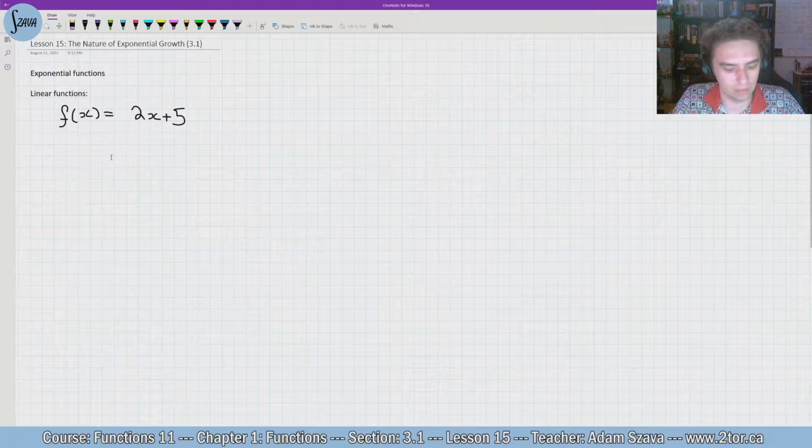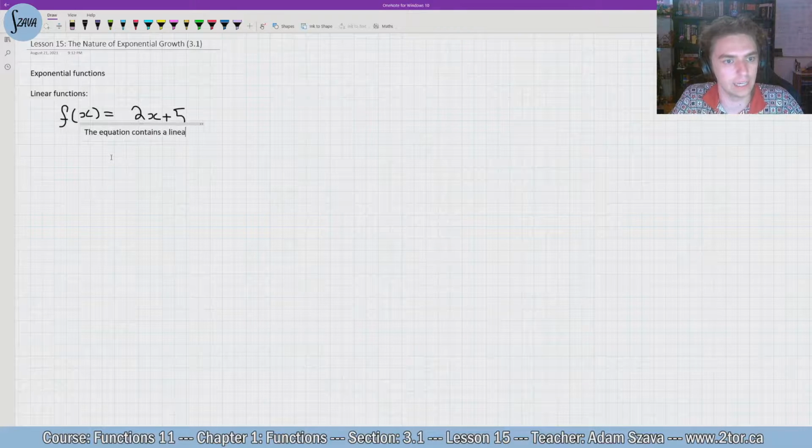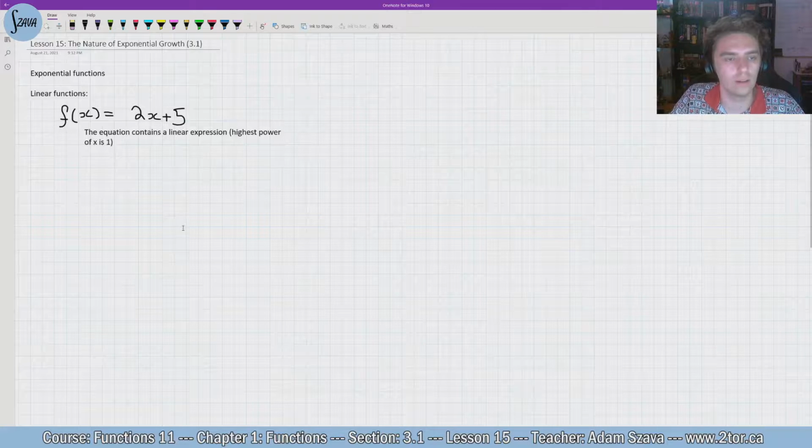A quality is that the equation contains a linear expression, which means that the highest power of x is 1, so x to the power of 1 there. And any kind of combination, as long as it has x to the power of 1, is a linear function.